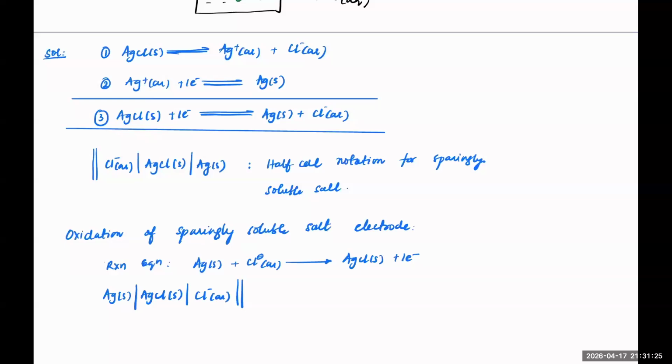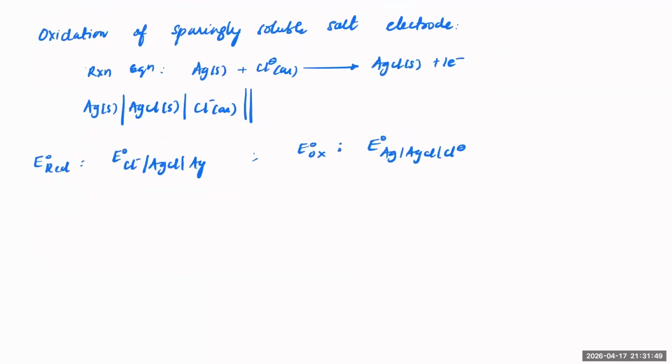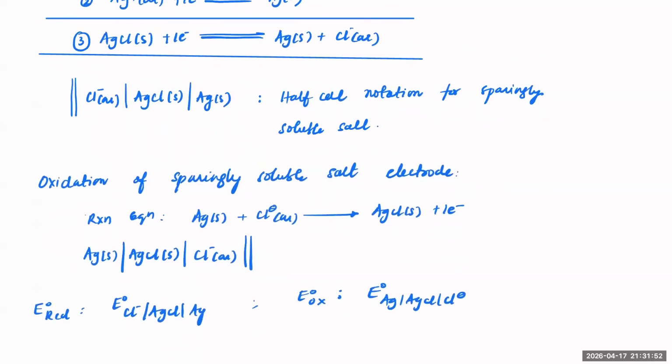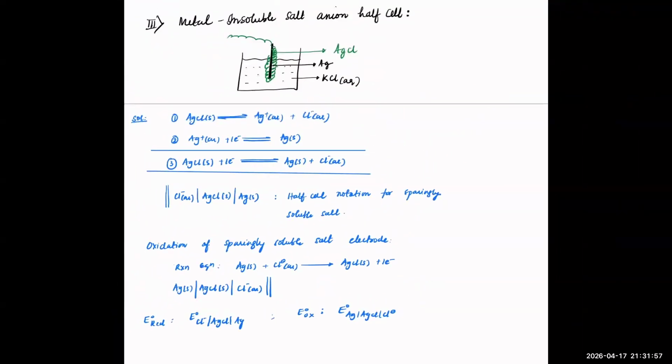Clear? Now, while writing the E naught value also, you will write it in the same way. If you have to write E naught of reduction, then we write it as E naught of Cl- to AgCl to Ag, and for E naught of oxidation, you will write E naught of silver to AgCl to Cl-. This is how you can write down E naught of reduction and E naught of oxidation. I hope all of you understood how to represent the metal insoluble salt or sparingly soluble salt electrode. Okay, please go through it if you have doubts.